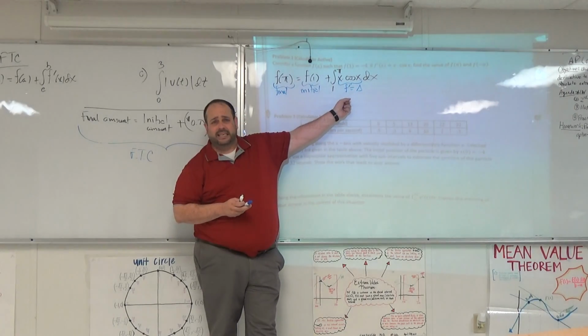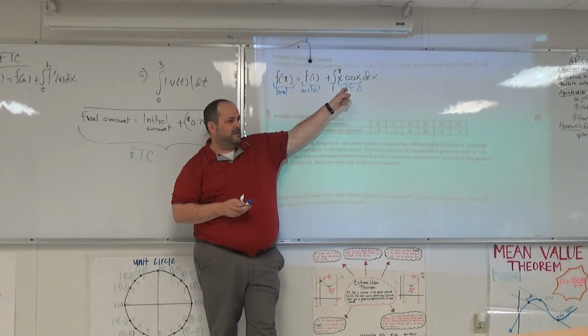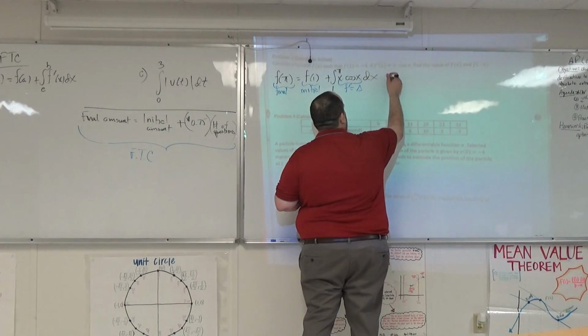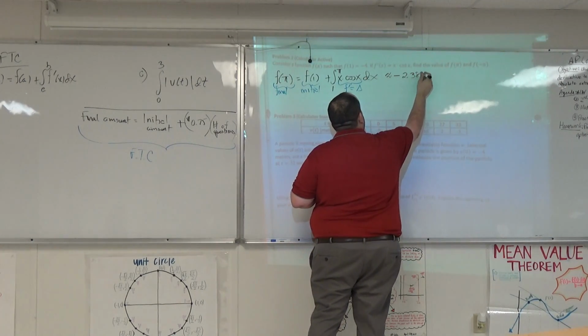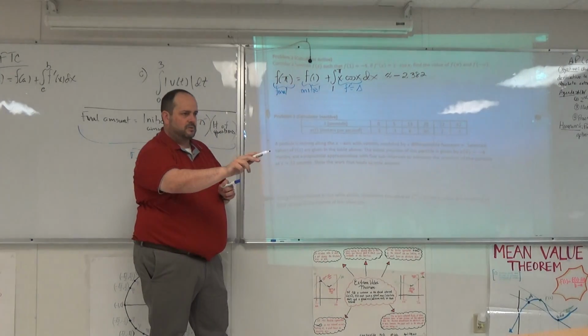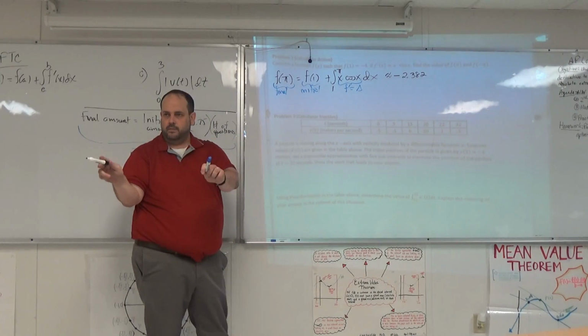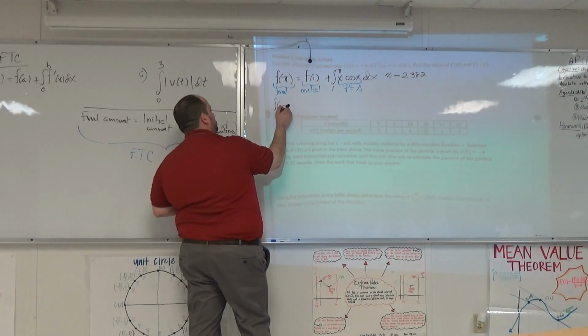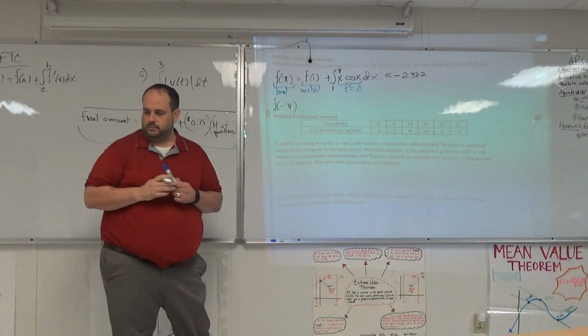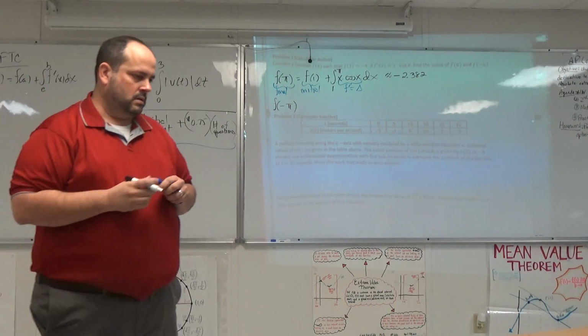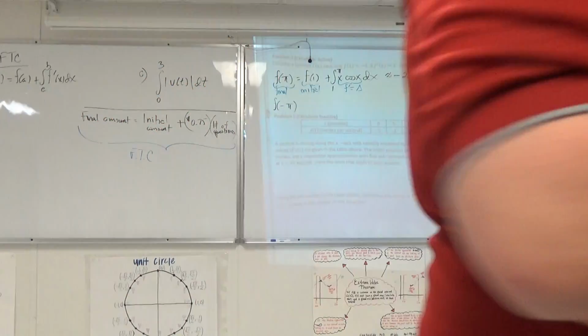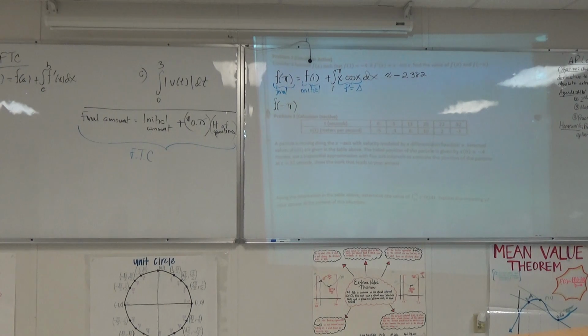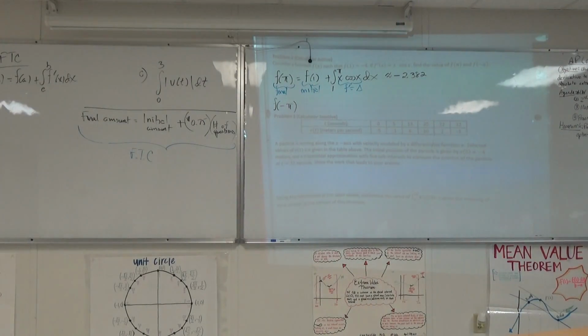X cosine of x. Hopefully everybody's got this typed into their calculator. We're getting a number answer. Myra, what do you get for your decimal answer? Negative 2.382. Can I get some confirmation? Everybody good? All right, go get me f of negative pi, please. Usually with the fundamental theorem of calculus, they're going to give you 2 of the 3 pieces of information: the final value, the initial value, or the total change.